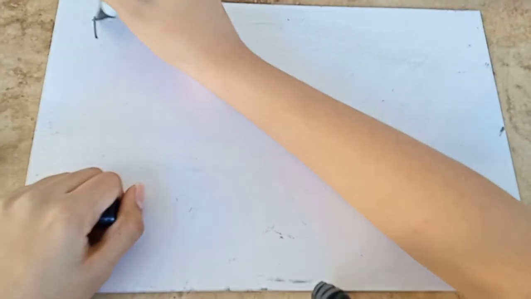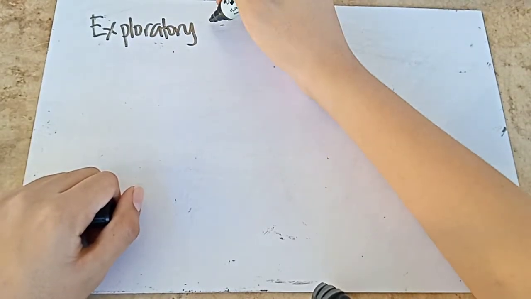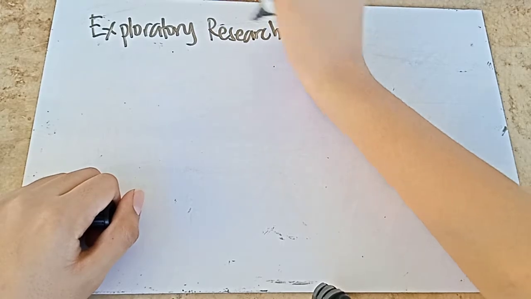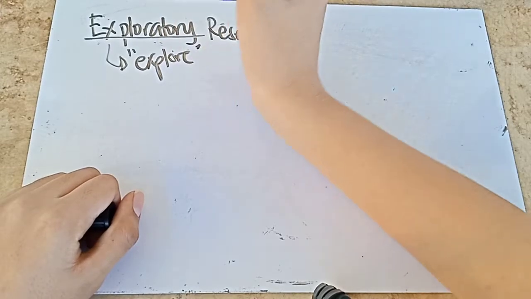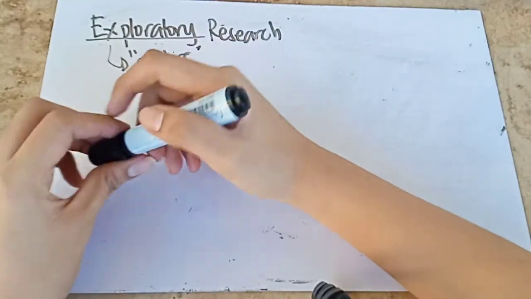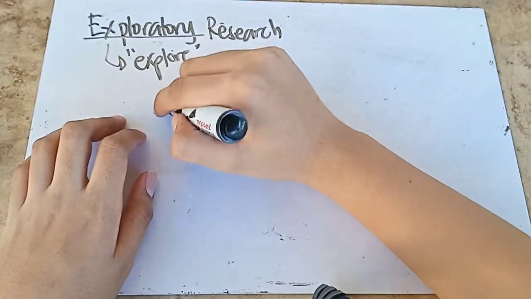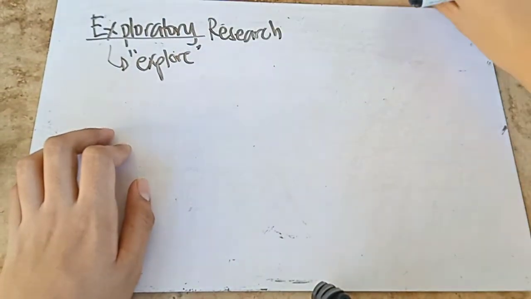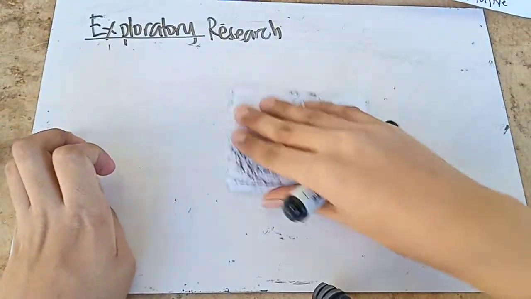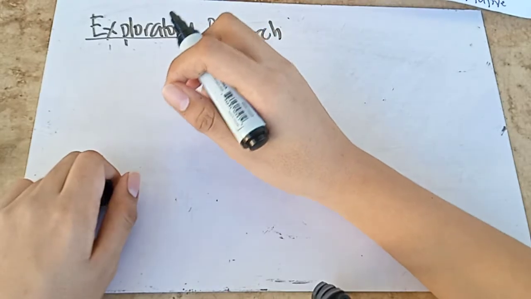So first, we will discuss the exploratory research. Exploratory research. So, from the root word explore, we can infer that exploratory research aims to explore. So, how does this research work? Let us try to give an example, or let us give a situation.